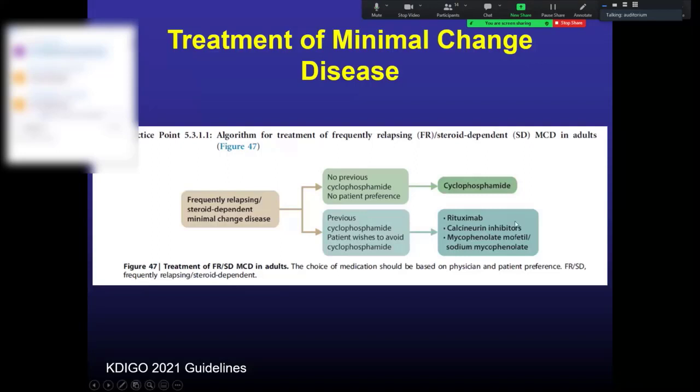And this kind of gives you this algorithm. So if you are a frequent relapser, steroid-dependent minimal change disease, cyclophosphamide generally is preferred as long as there's no patient preference. But if the patient wishes to avoid cyclophosphamide, these are some of the other options: calcineurin inhibitors, mycophenolate, rituximab, which is much more likely to work in someone that was steroid responsive.